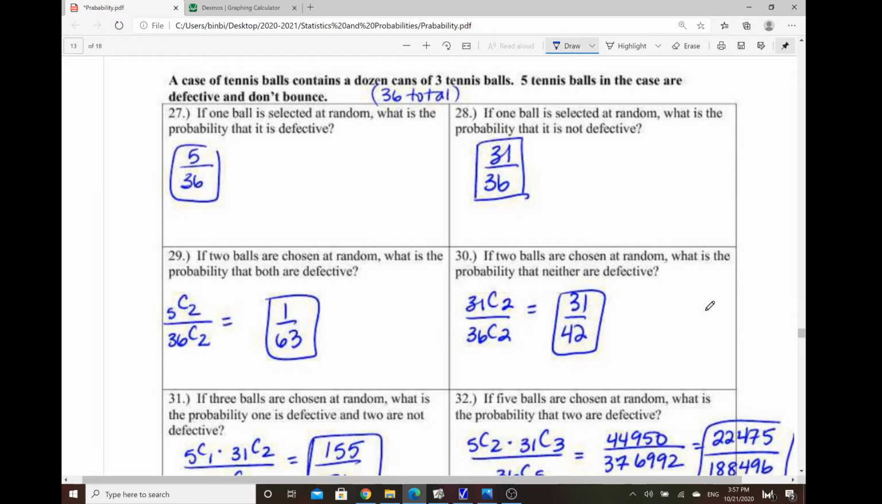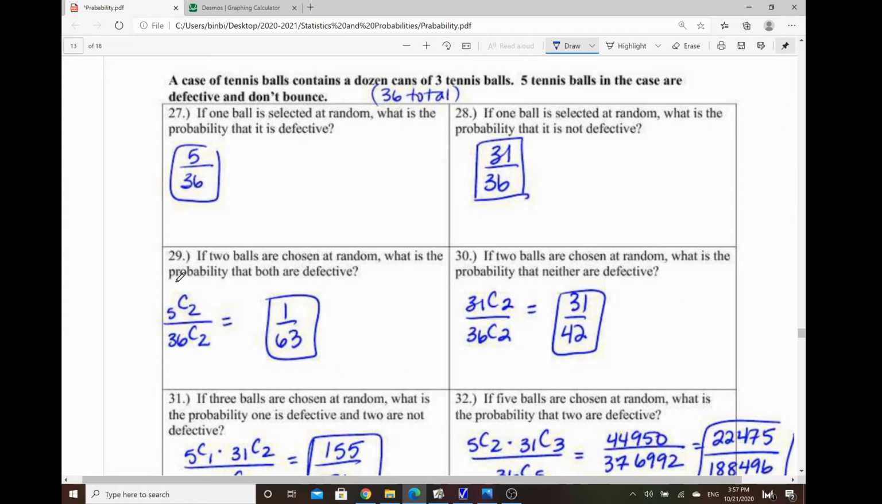And then here's another classic example. A case of tennis balls contains a dozen cans of 3 tennis balls. 5 tennis balls in the case are defective and don't bounce. 1 ball is selected at random. What's the probability that it's defective? So 5 out of 36. If one ball is selected at random, there's no conditioning, because it's only one thing. What's the probability that it's not defective? 31 over 36.